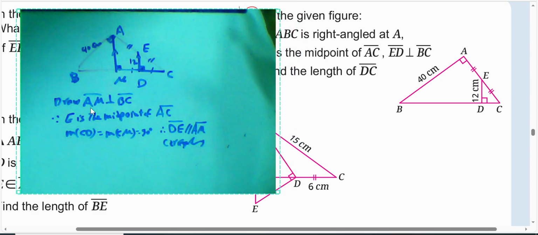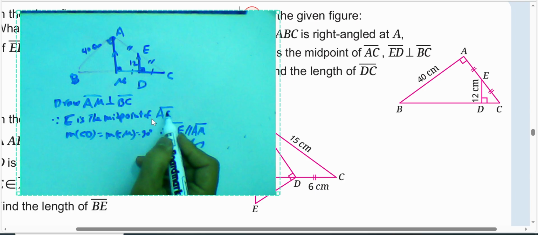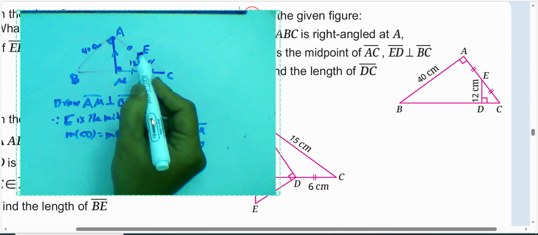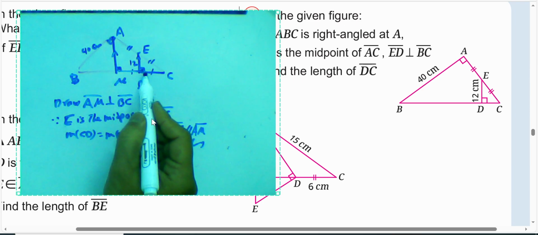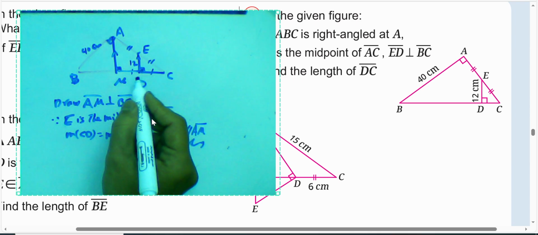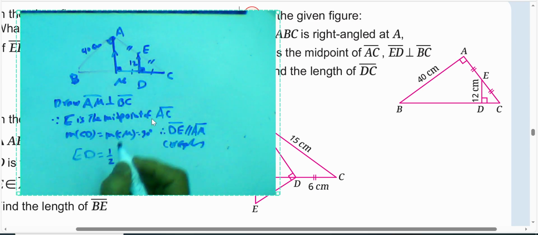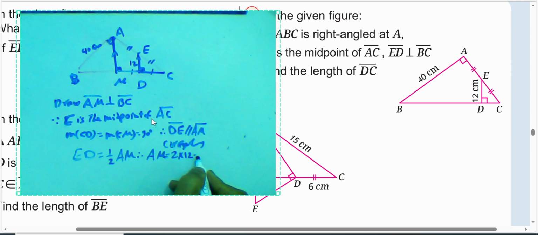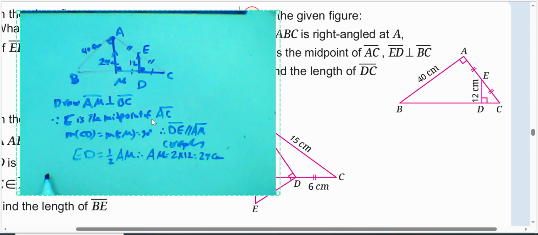Again, my students. Okay, again. Listen, we have E is the midpoint of AC, and measure of angle D equals measure of angle M. Corresponding angles. Then DE parallel to AM. So D is the midpoint of BC and ED will be half of AM. So AM will be twice 12 equals 24 centimeters. This line segment will be 24 centimeter.